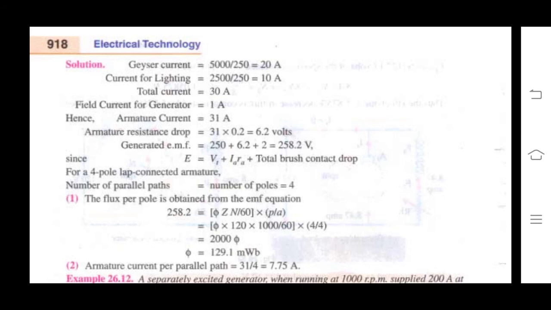Armature resistance drop is 31 into 0.2, that equals 6.2 volts. Generated EMF equals 250, that means supply voltage, plus the voltage drops. That is the armature voltage drop plus the brush voltage drop. The armature voltage drop is 6.2 and the brush drop is 2 volts.